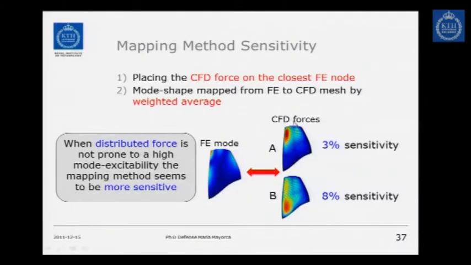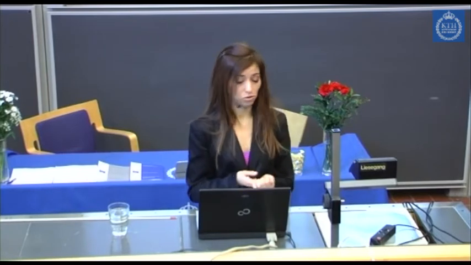So what we have done is to take 2 different excitation conditions. These are the CFD forces, and this is the finite element mode. And then when we map these kind of forces into this mode shape, we get a lower sensitivity of the process. And then when we have a force where the high perturbation is not close to the high excitation or the high deformation of the mode, we have a much higher sensitivity. So for very localized modes, the mapping method that you use should be very good. That's pretty much the conclusion, because it's highly sensitive to that.